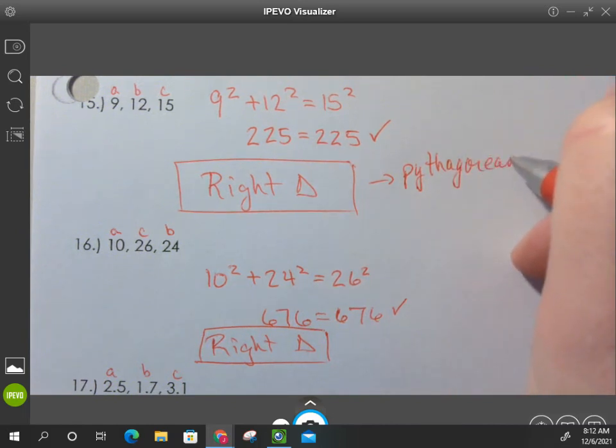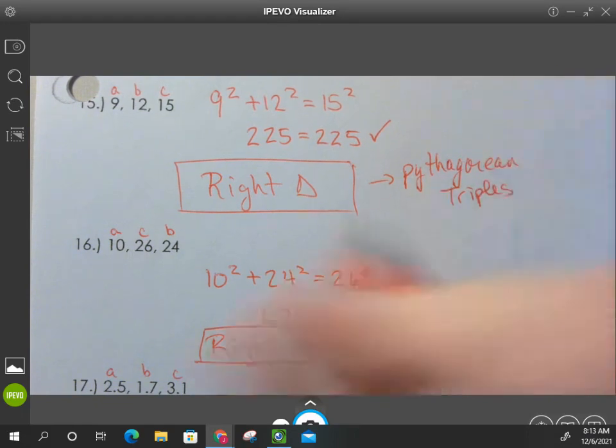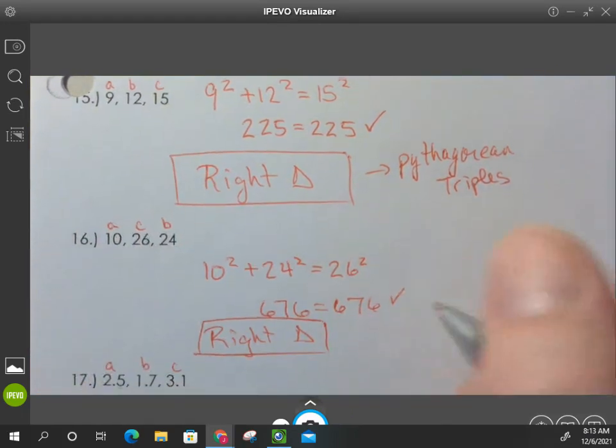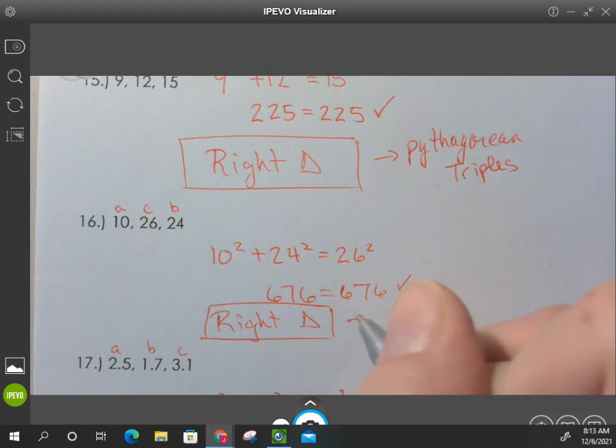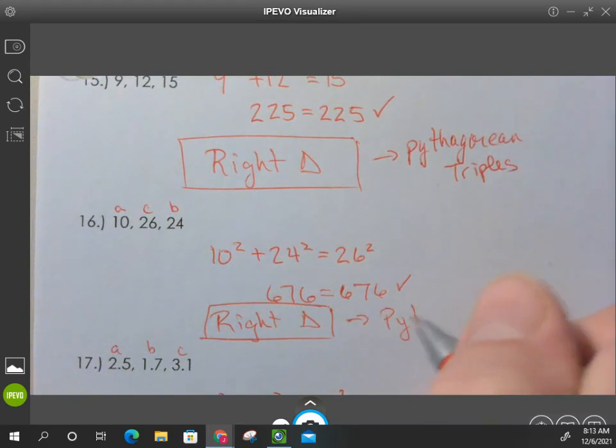And again, that should be a capital P. They're Pythagorean triples because all three sides were whole numbers. This is a right triangle, but it goes further. It is also a Pythagorean triple.